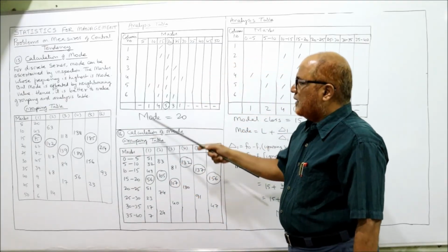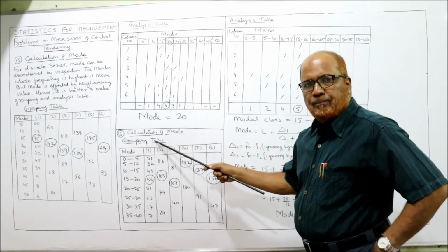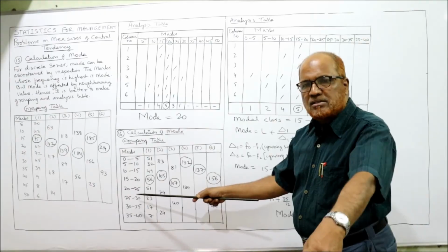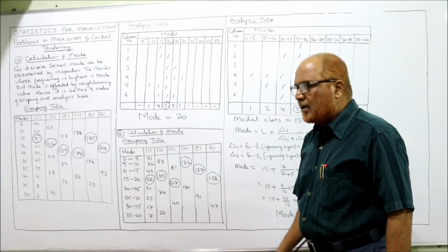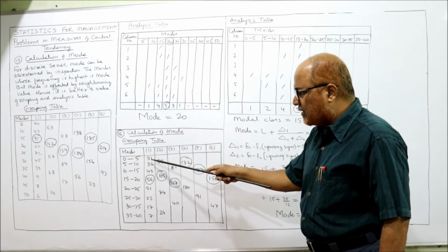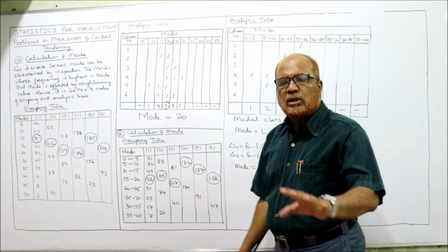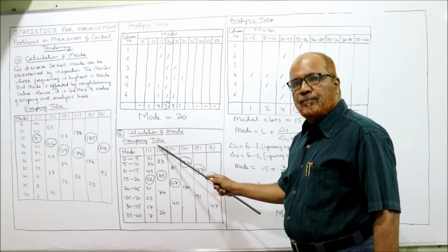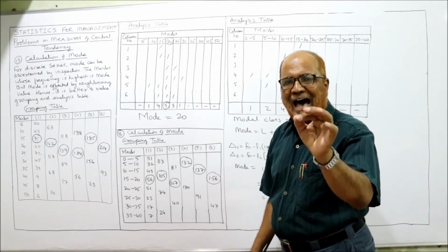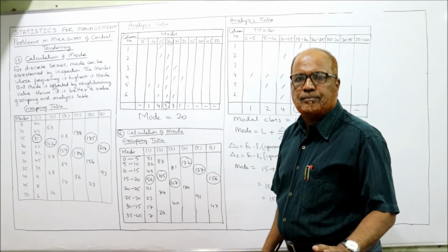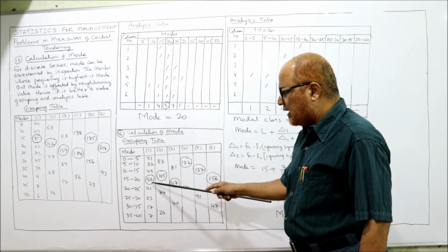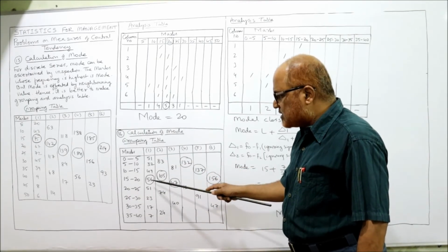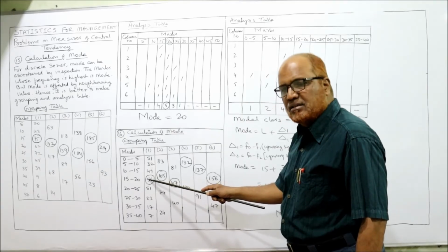Now, the calculation of mode, grouping table. First marks, whatever marks are given: 0 to 5, 5 to 10, 10 to 15, lastly 35 to 40. Number of students are given as 51, 52. So totally 6 columns are there in the grouping table. First column, marks as given in the problem. Whatever frequency is given, same: 51, 32, 49, like that. The highest frequency is 56, I have circled it.